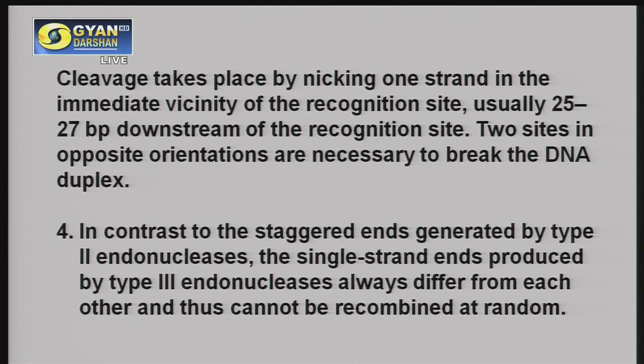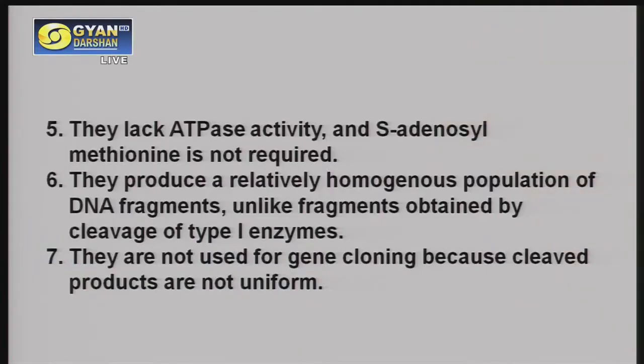This is another difference. They lack ATPase activity and S-adenosyl methionine is not required. This is also another difference with the type 1 where you need these components. They produce a homogeneous population of DNA fragments, unlike fragments obtained by cleavage of type 1. In type 1, we had a heterogeneous population of fragments. Here we have a homogeneous population of fragments. They are not used for gene cloning because cleaved products are not uniform.